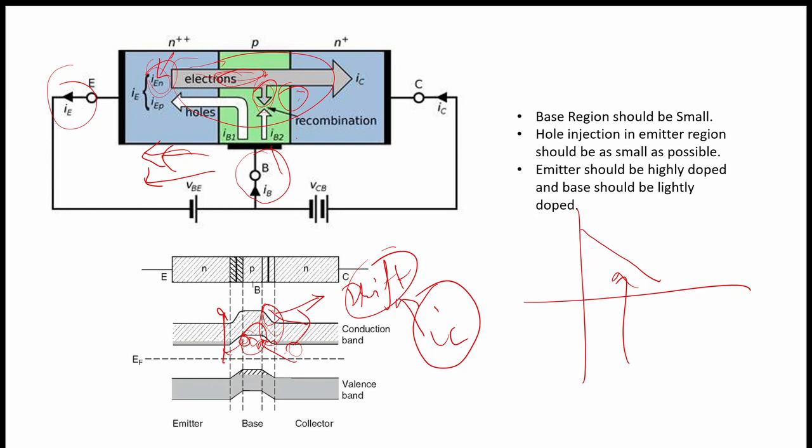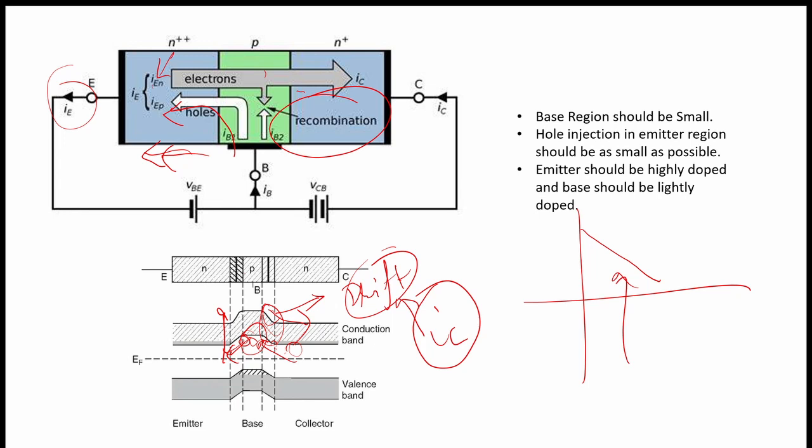Okay, so this is the recombination current, and also the holes which are going from the P side to the N side, they are also supplied by this battery. Okay, so there are two things that we do not want in the BJT. One is this recombination current. This recombination current we don't want, and another thing we don't want is the flow of holes. Okay, this current we do not want.